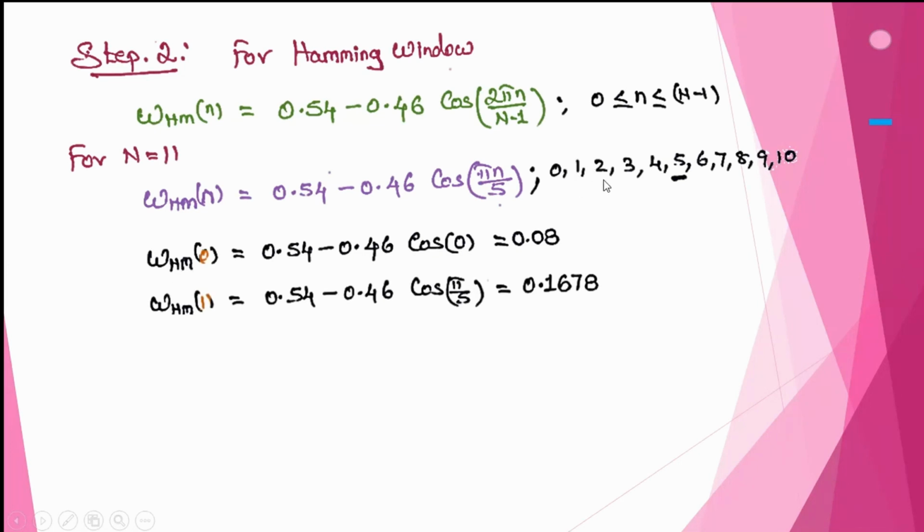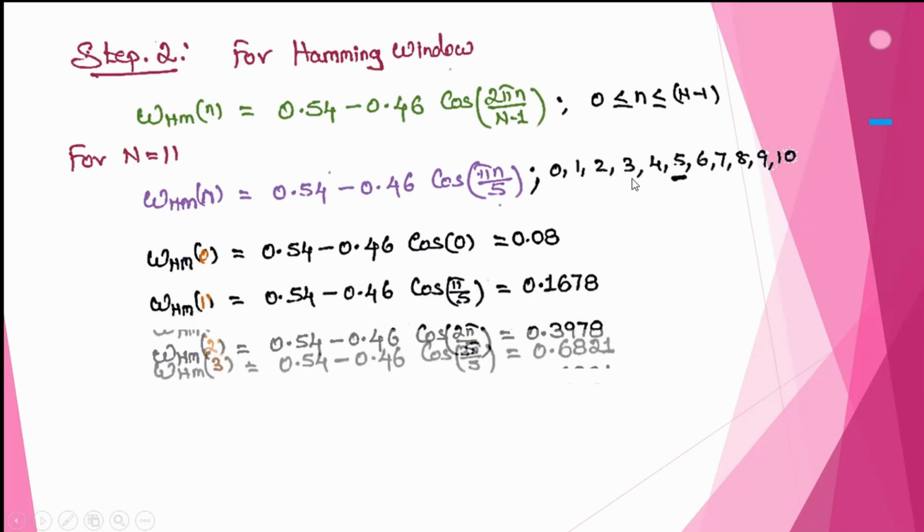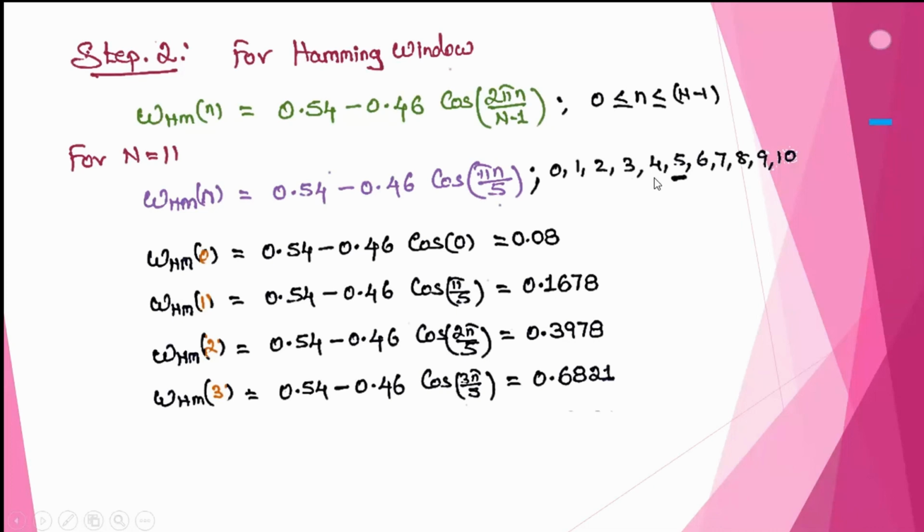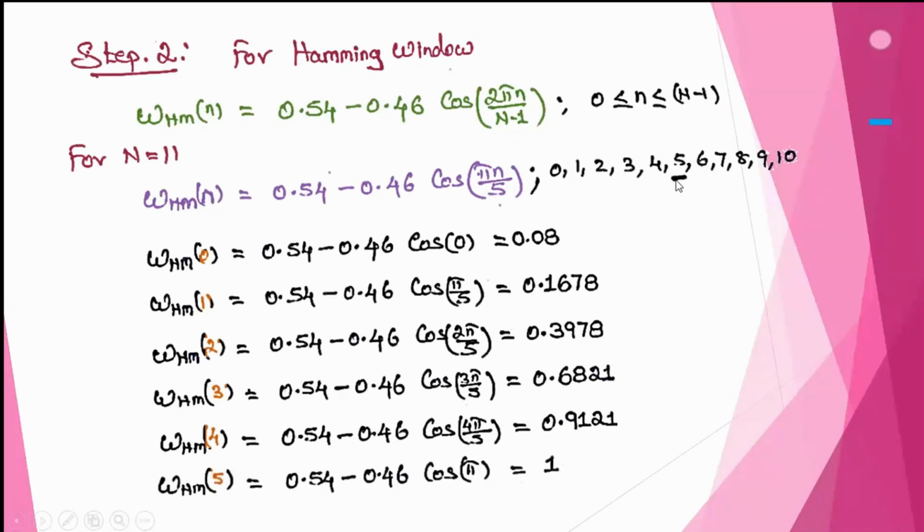Then the third value, n is equal to 2. Then the fourth value, n is equal to 3. Then the fifth value, n is equal to 4. You get the value 0.9121. Then the sixth value, n is equal to 5. So this is going to be the center. So n is equal to 5, omega hm is equal to 1.